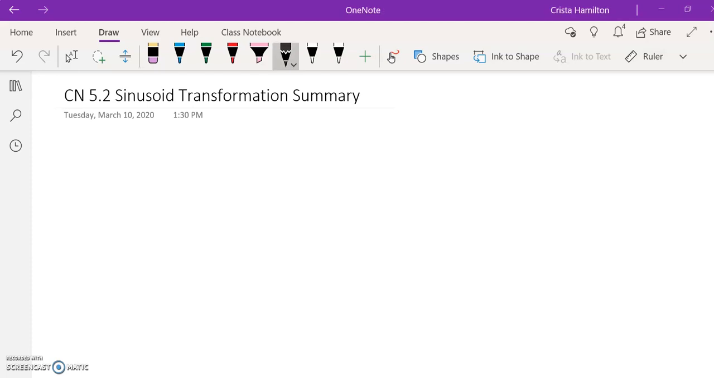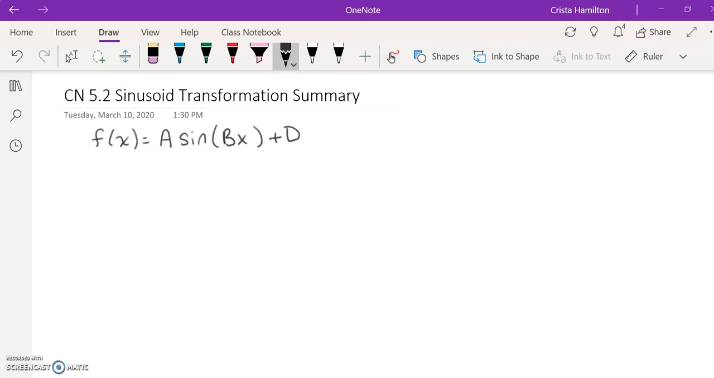Hi guys, coming in we're going to do a summary of the transformations that you've learned so far through your Desmos activities. We're going to add in the final component to that, which is going to be the phase shift. So when we had done this activity before, in the last set of videos, we were looking at f of x equals a sine of bx plus d.